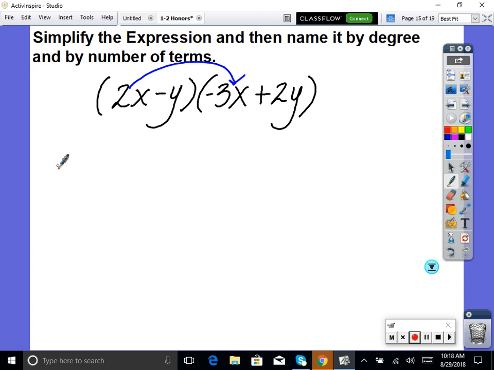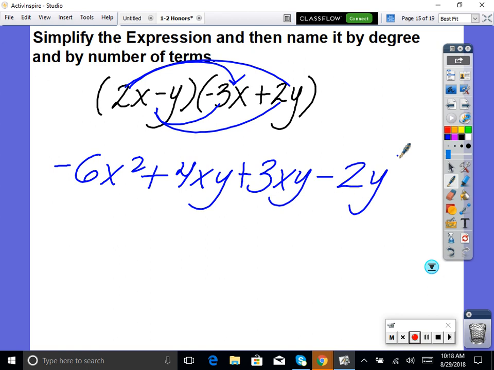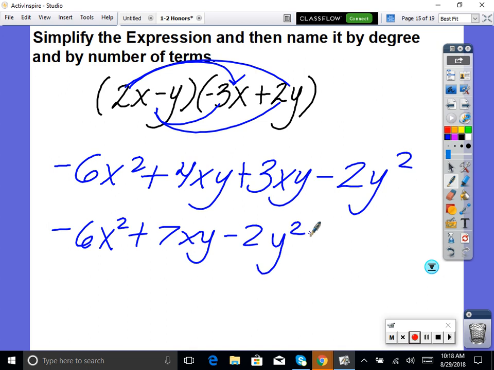Next one. Okay, if we're multiplying these two together, can we do it? What's that times that? Okay, good. That times that. Plus 4xy's. Yep, let's stay consistent. So let's go xy again, and then that. Okay, fix that then. Positive 3xy's. Okay, good catch. Okay, combine like terms. So we have negative 6x squared plus 7xy is true. Yeah. Minus 2y squared.